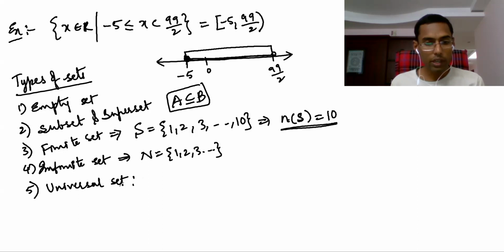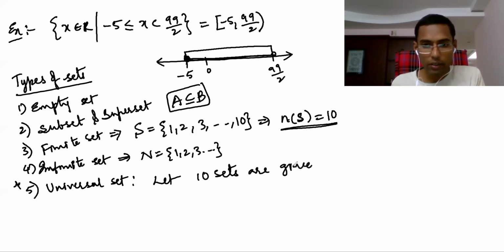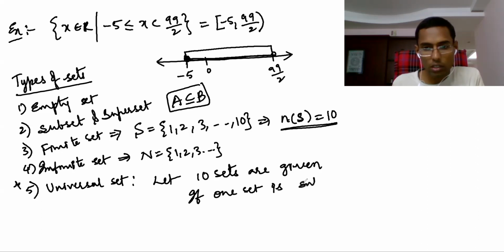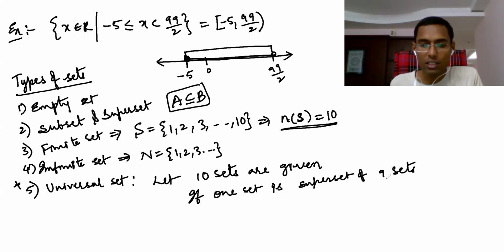What is this universal set? This is important. Universal set means the set under consideration. That means how many sets you are taking. Let's say 10 sets are given. If one set is a superset of the remaining 9 sets, then we say this one set is called a universal set of these 10 sets.